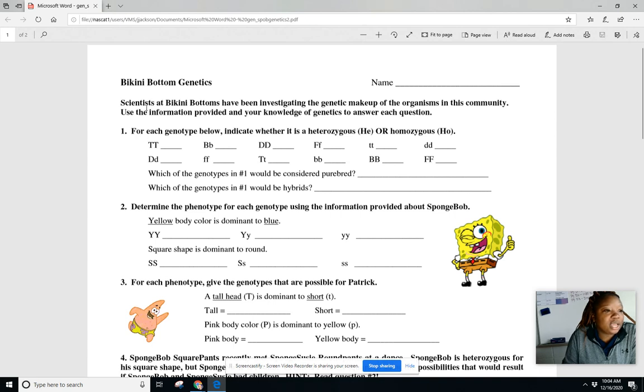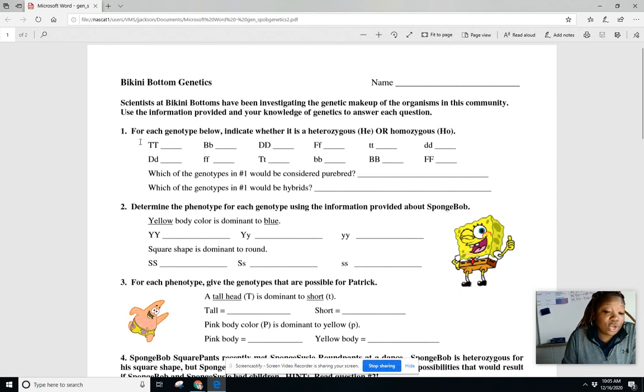It says, scientists at Bikini Bottom have been investigating the genetic makeup of the organisms in the community. Use the information provided and your knowledge of genetics to answer each question. Number 1, it says, for each genotype below, indicate whether it is heterozygous or homozygous. So let's look at big T, big T. 2 capital letters together are going to give us homozygous or heterozygous.